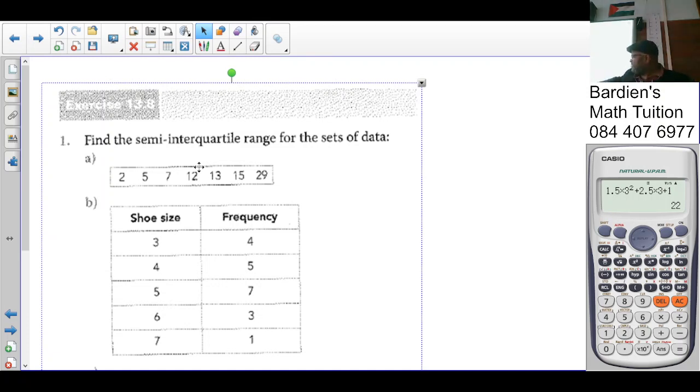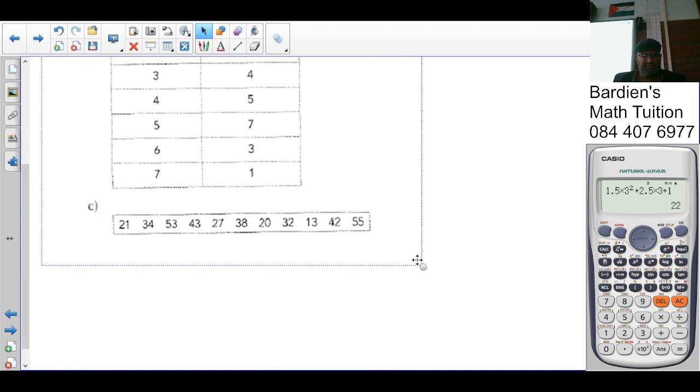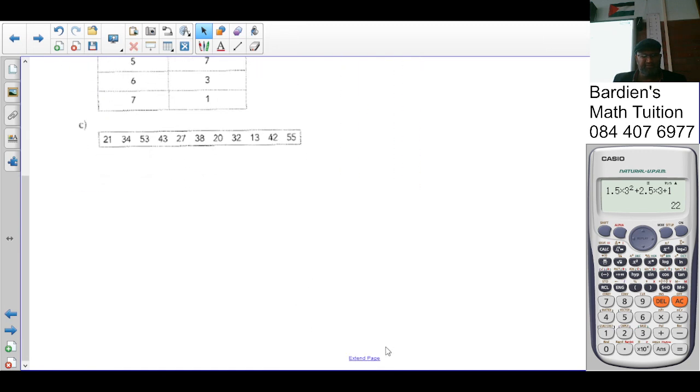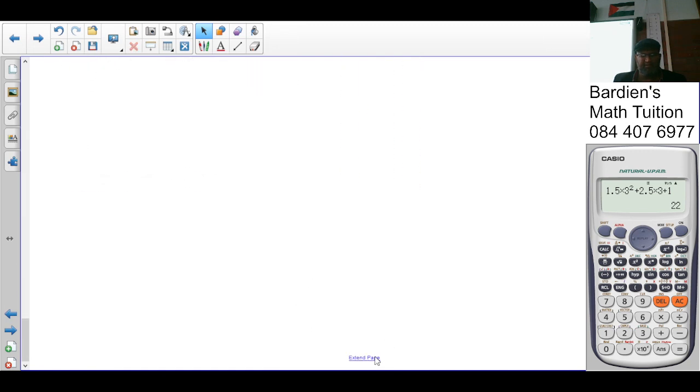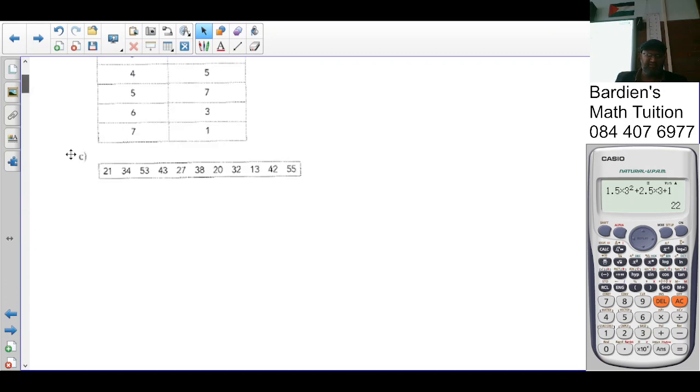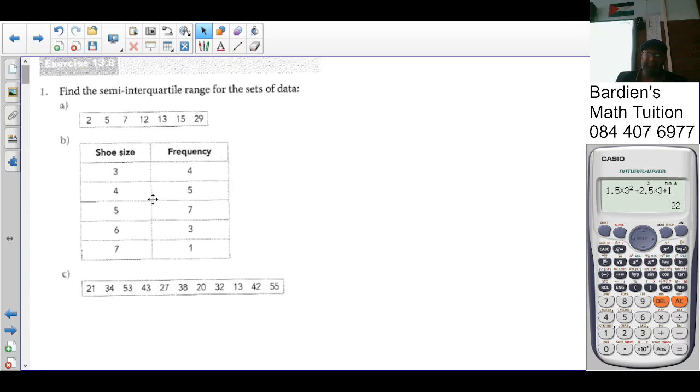If you want, you can draw the box and whisker as well, just to give you an idea what is being calculated, because sometimes you're just calculating things and you don't know what you do. That's why when it comes to the interpretation questions, we mess up.